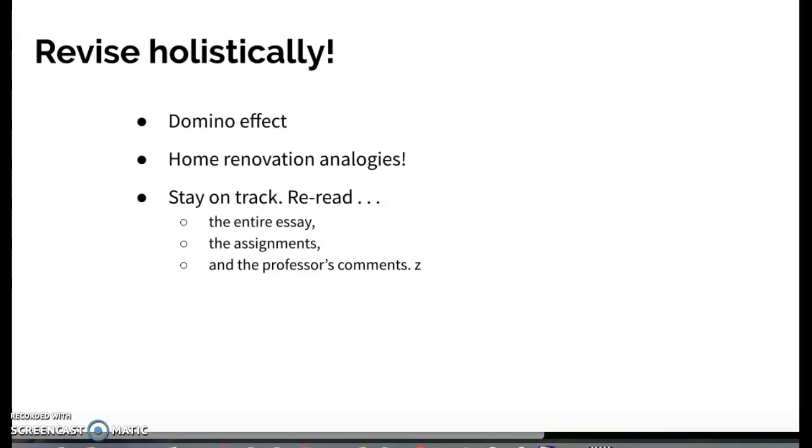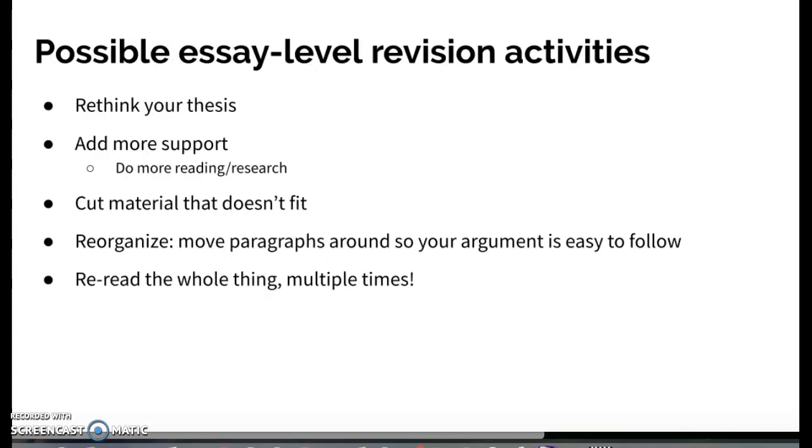Should have revised better. So when you begin your revisions, as I've mentioned to you, I want you to focus on essay level stuff first, the big picture first. So things that you might do, depending upon the state of your current draft, is to rethink your thesis. Add more support. That might mean doing more reading, doing more research. It might mean cutting stuff that doesn't really fit your paper if you tend to lose focus. It might mean reorganizing, moving paragraphs around so that your argument is easier for your readers to follow. And again, remember to reread the whole thing multiple times.